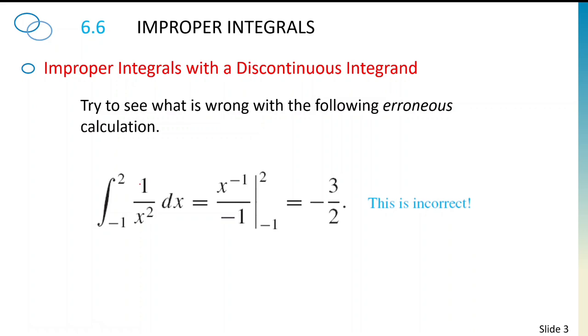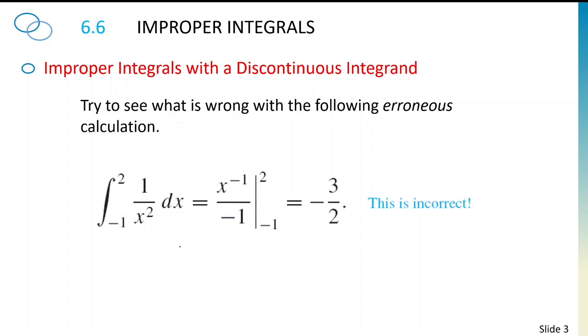We have the integrand of 1 over x squared from -1 to 2. You do the normal integration, we do the substitution from -1 to 2, it gives us -3 over 2. It looks all fine. It looks like the substitution is correct, but this integration is incorrect. What's the reason behind this? Why is it incorrect?